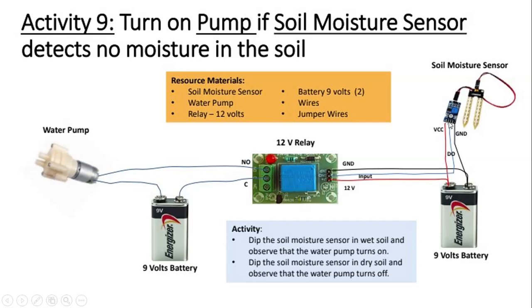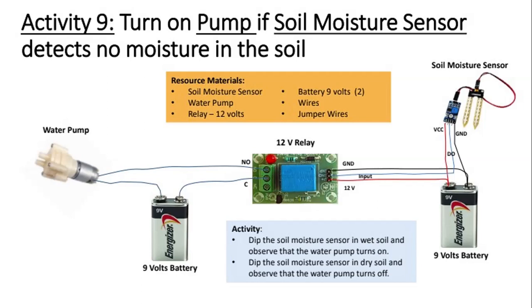The middle terminal of the soil moisture sensor is connected to the input on one side of the relay, and then the 12 volt terminal is connected to the 9 volt terminal of the battery. Then the output of that relay gives the normally open and common terminals. The normally open is connected to one terminal of a water pump, and the common is connected, particularly, to the negative terminal of the battery.